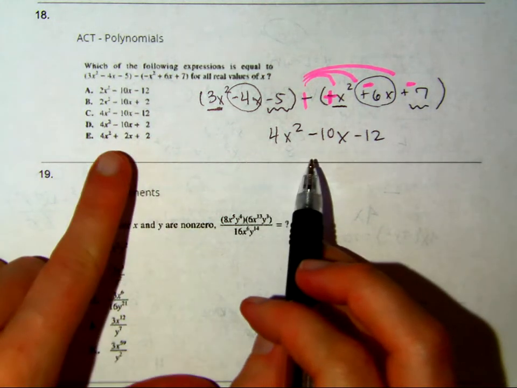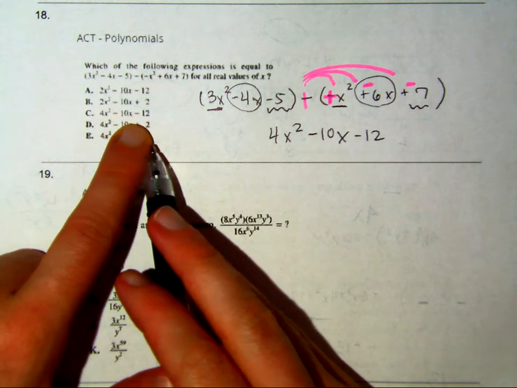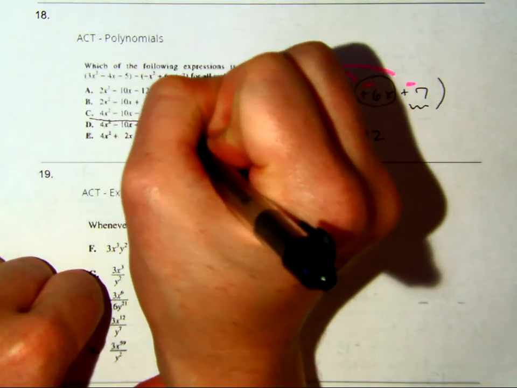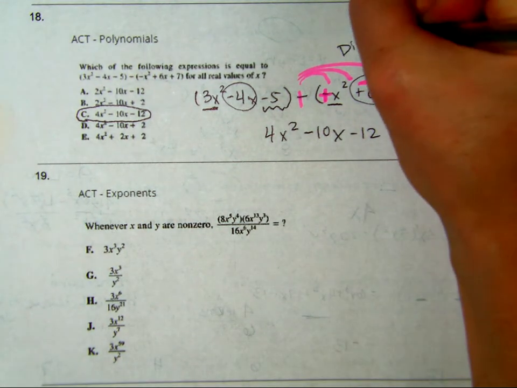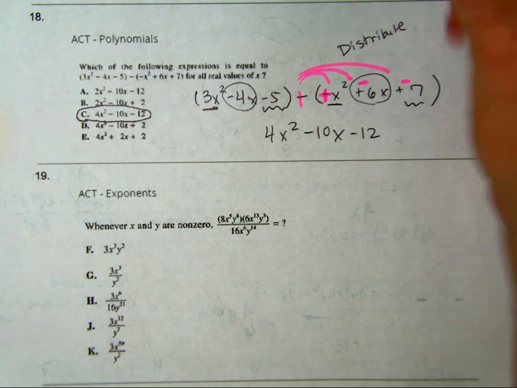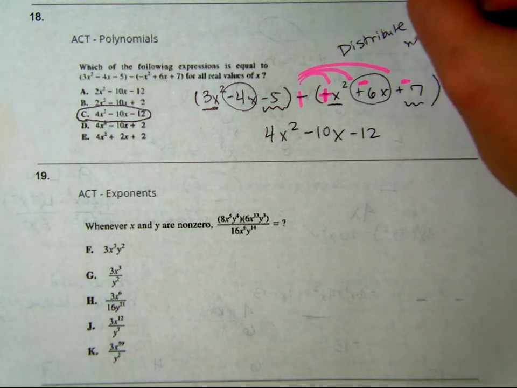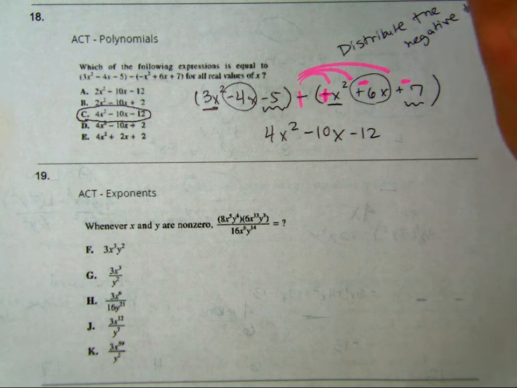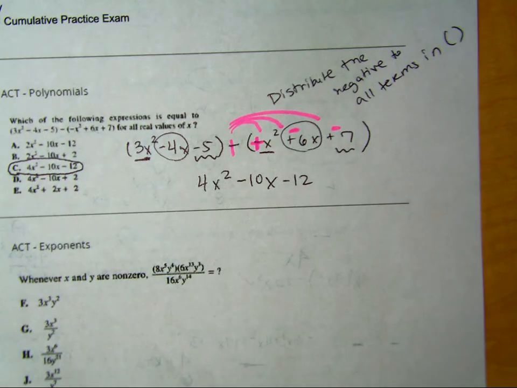4x squared minus 10x. So C would be our answer. Okay, so the key is to distribute those negatives. So distribute the negative to all terms in the parentheses. Okay? So distribute negative to all terms in the parentheses. 19, 2 more to go.